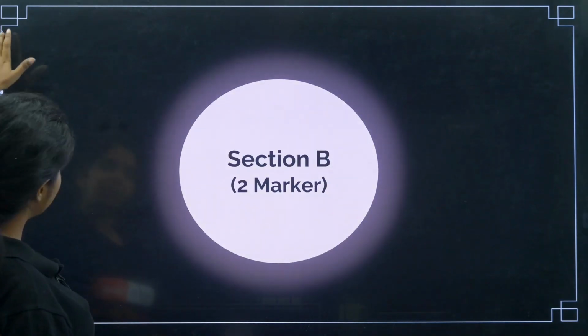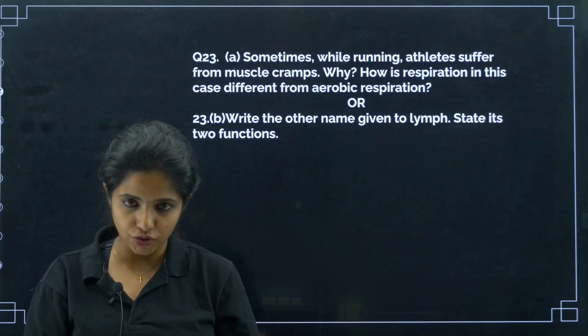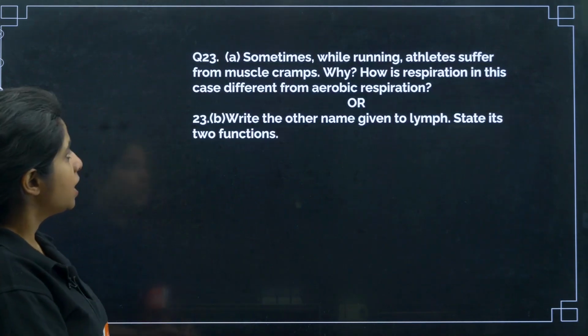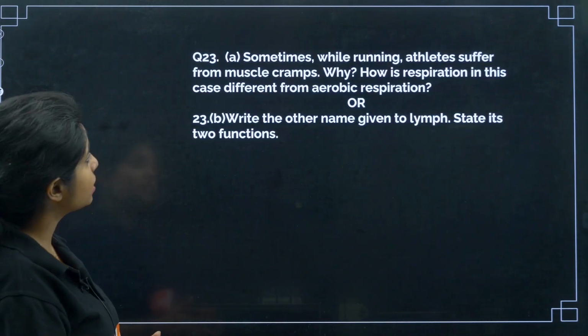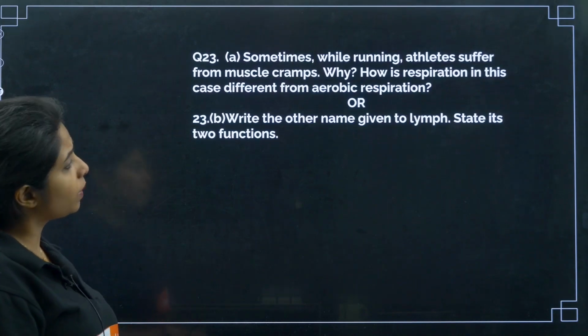And with this, we have completed the 1 marker questions, and now we are going ahead with the 2 marker questions. Okay, so this is our question. Sometimes while running, athletes suffer from muscle cramps. Why? How is respiration in this case different from aerobic respiration?